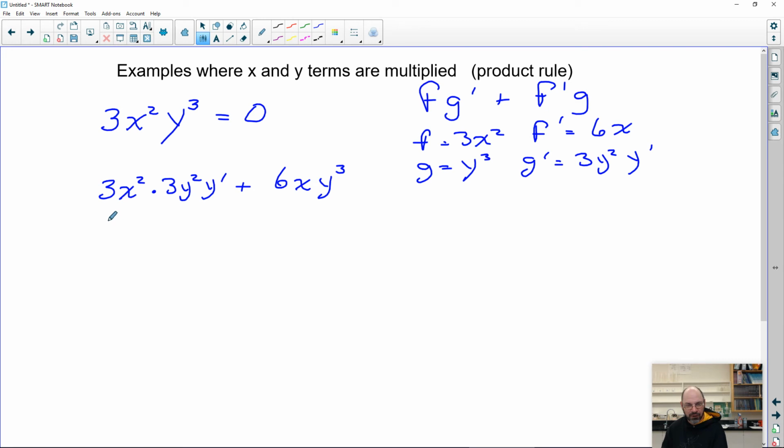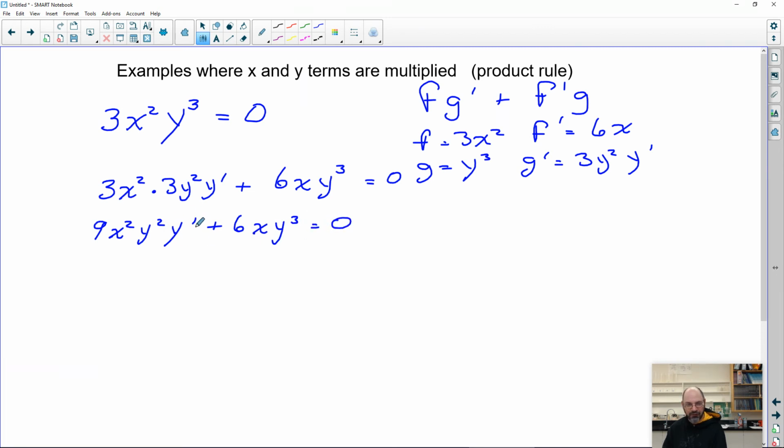Okay, so this is going to be equal to 0. There we go. I should have had an equal sign with something there, otherwise it wouldn't be a curve, right? So here we've got 3 times 3, which is 9, x squared y squared y prime, plus 6x y cubed equals 0.